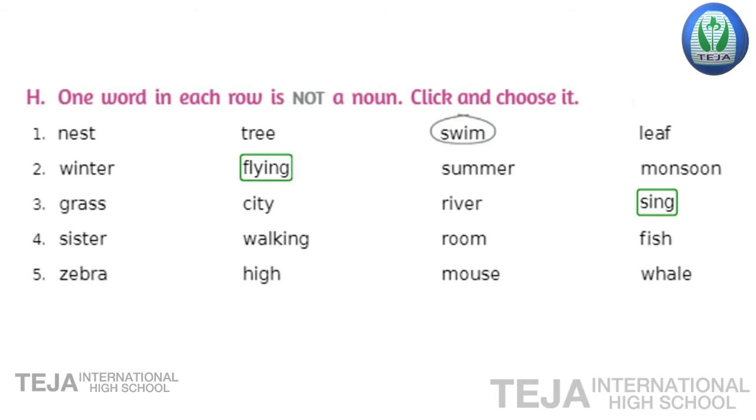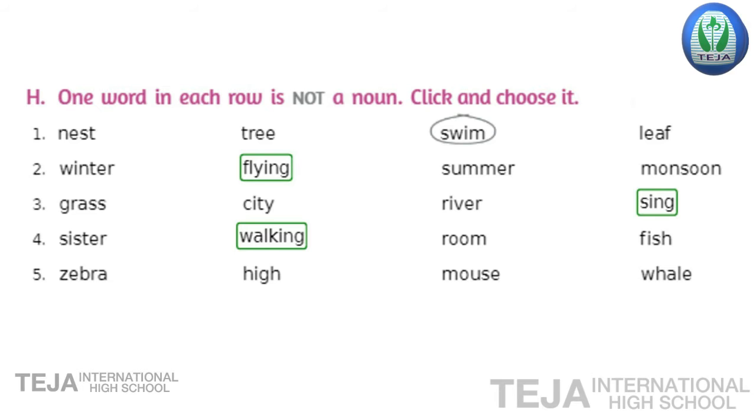Fourth one. Sister, walking, room, fish. Sister indicates a person. Room indicates a place. Fish is a living thing. But here walking is an action word. So, walking is not a noun. Circle walking. Next, the last question.